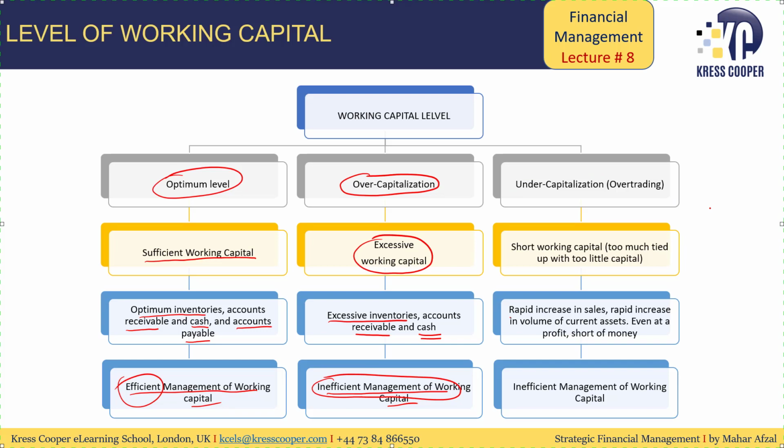And the third level of working capital is under-capitalization or over trading, means company is trying to do too much with too little capital. This usually happens when there is a sharp increase in the production, sharp increase in the sales. Might be company will be earning profit, but the working capital will not be sufficient to meet the short-term obligations. So there are chances that the company can go into the cash crunch. So we can say this is also called the inefficient management of working capital.